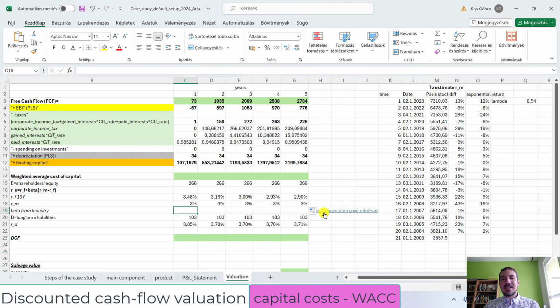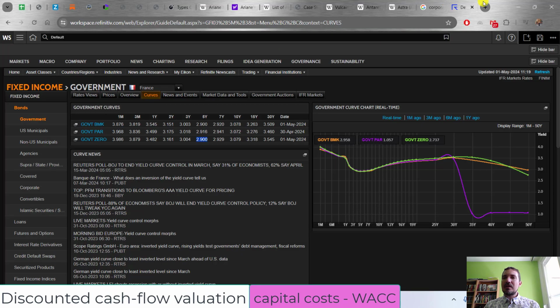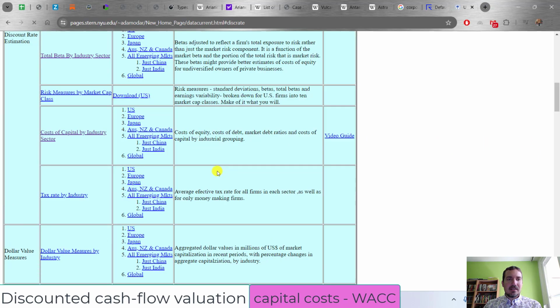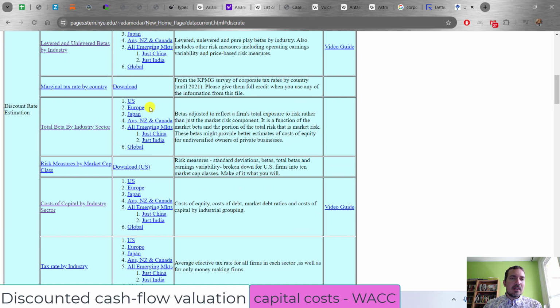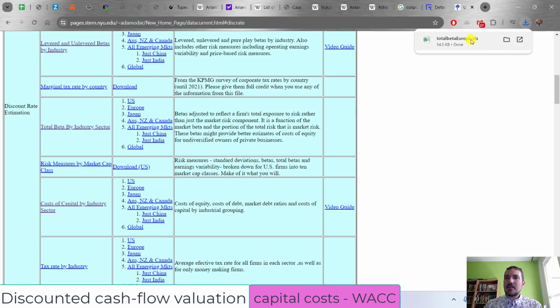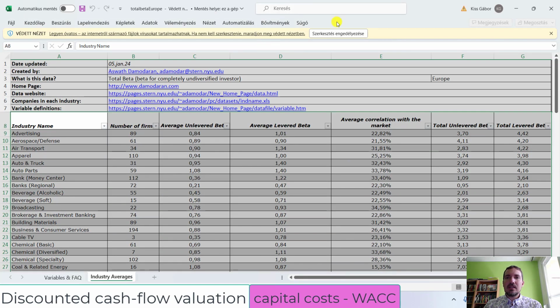So that's why we can go for another database, which is free, because Damodaran is a really nice person, and he not just developed most of the discounted cash flow literature, but also provides us a lot of free data. So total data by industry sector. So let's go for Europe because it's a French company. We can have the Excel sheet, and then the Excel sheet loads in.